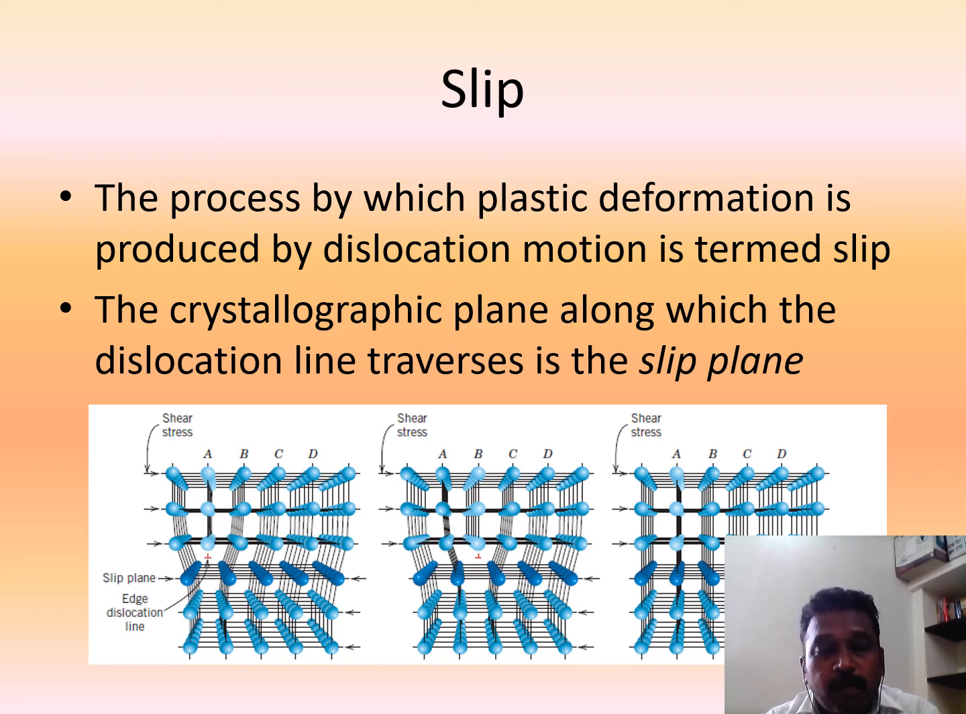You can see here, this is the slip plane. This one is the edge dislocation line because here the corresponding group of atoms is missing. You will see here, this one, and then A. There is no pair of atoms here, and then A, B, C, D. So when you apply shear stress, what will happen? You can see here, it will start to move. This will start to move in this direction. So that is called slip.